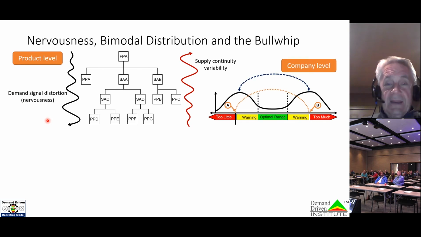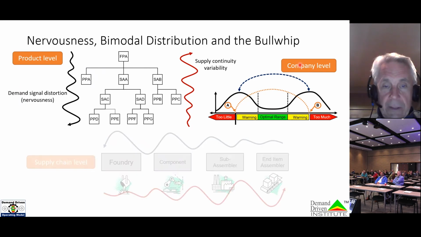When we think about this at an aggregate level, people who are familiar with DDMRP will recognize this is called a bimodal distribution, where because of these oscillations and the nervousness within the system, we end up with too much of the wrong material and not enough of the right. That's a common problem that we see in every one of our clients around the world as they start their demand-driven MRP journey: they're really fighting this system, finding themselves with, again, too much of the wrong, too little of the right.